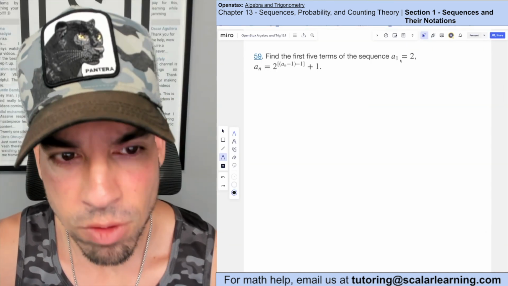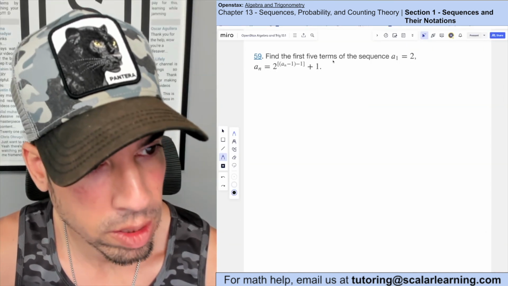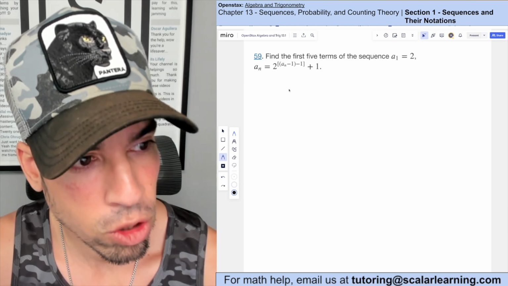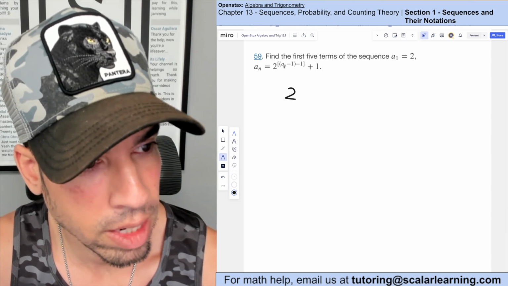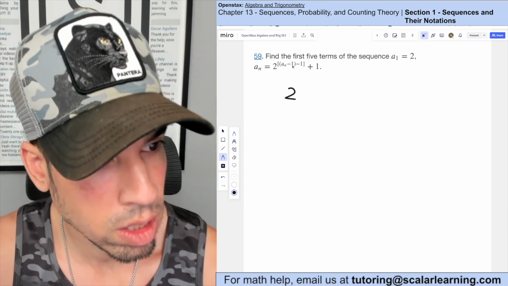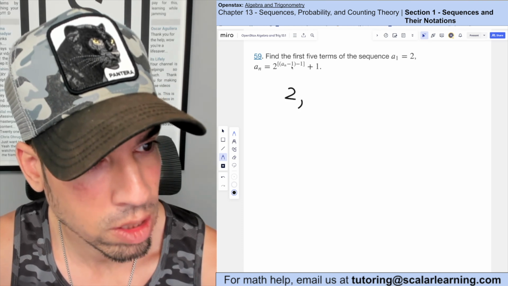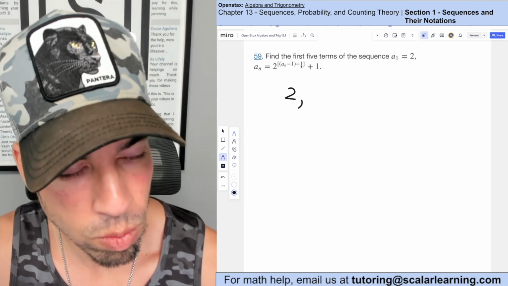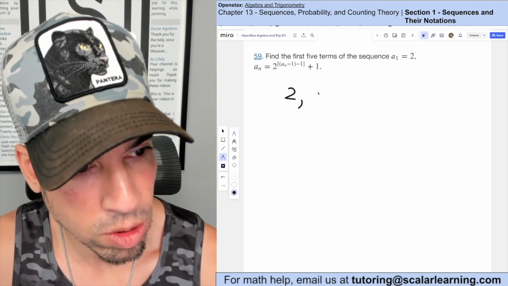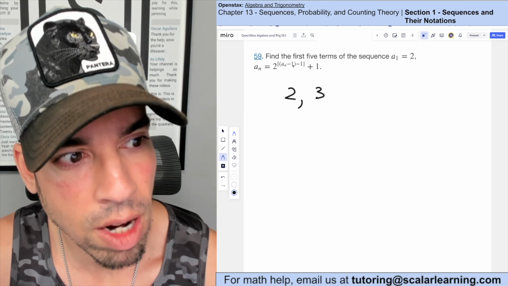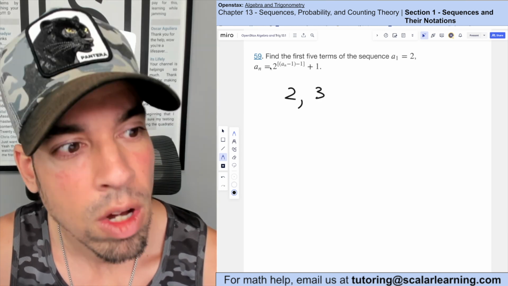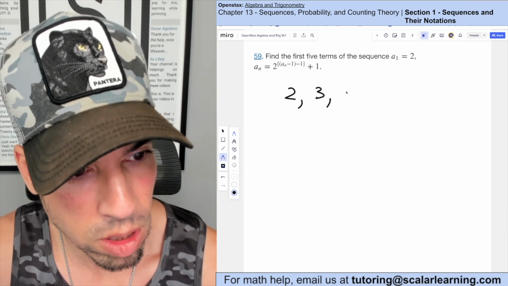Done. Find the first 5 terms of the sequence a1 equals 2, and this is the recursive formula here. So my first term is 2, plug it in here, a sub n minus 1. So that's my previous term, which in this case is 2. 2 minus 1 is 1. 2 to the 1 is 2 plus 1 is 3. Now I plug it in here. I've got 3 minus 1, which is 2. 2 squared is 4 plus 1 is 5.